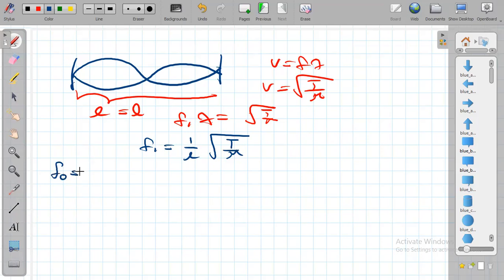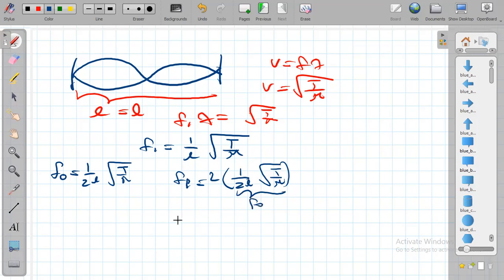I can show you one big result. Earlier we found f0 equals 1 over 2L times the square root of T over mu. If I want to get 2 to the bottom, I have to multiply by the same. What can I do now? 2 up times 1 over 2L square root of T over mu. What is the result? This one is f0. So f1 is in terms of 2f0, and a series of results. This is something extra for you.